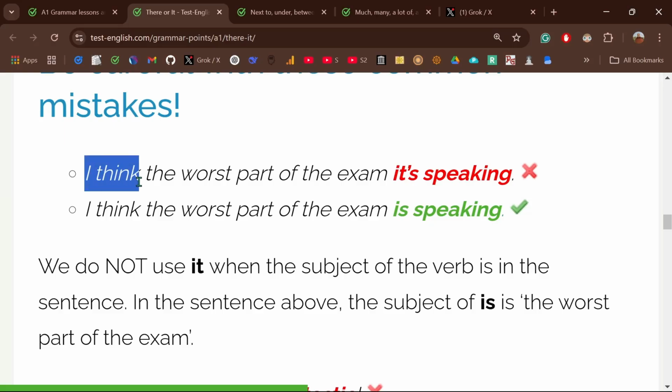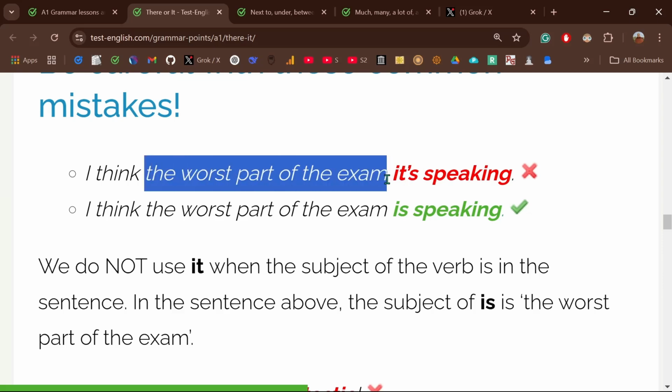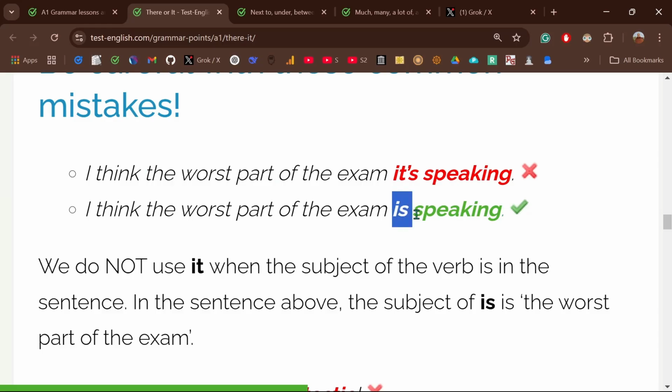The main clause is "I think," and then this is the object of what you think. So this is an object, also another clause. And this clause has this as a subject, and then "is" is the verb, and "speaking" is the complement. And if I put "that": "I think that the worst part of the exam is speaking." Sometimes the connective "that" is dropped. The quotation is also not necessary. If you use "that," then you don't use quotation. Okay?